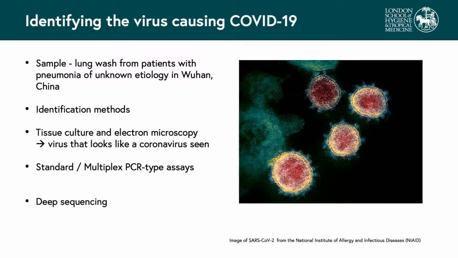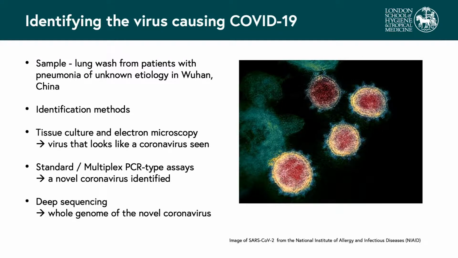And here we can see pictures of the electron microscopy results showing a virion with those little spikes around the outside. And those are typical of coronaviruses. The multiplex PCR interestingly showed similar results identifying a coronavirus but couldn't identify a specific type of coronavirus, so it was novel. And our deep sequencing identified something that was unexpected in humans and not seen before.